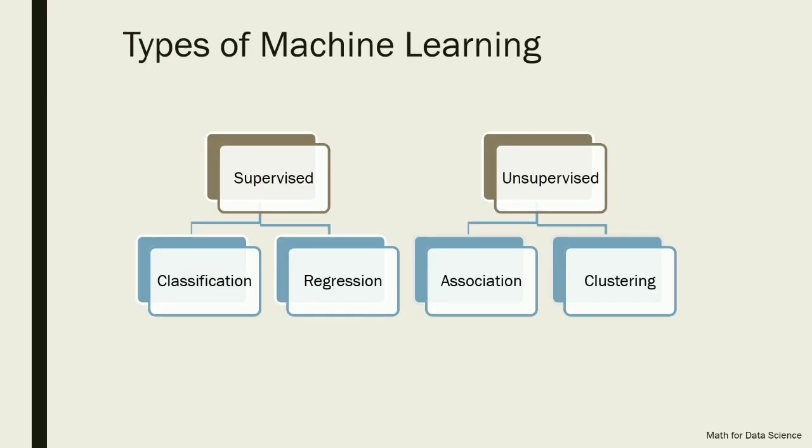Now let's come to the topic of types of machine learning. The broader classification of machine learning is supervised and unsupervised learning. Supervised machine learning is a type of machine learning where you have the answer in your own data set.